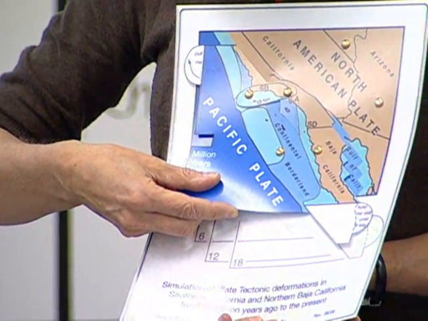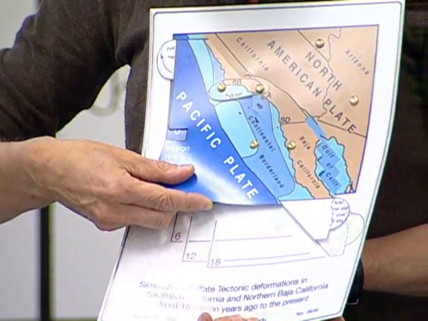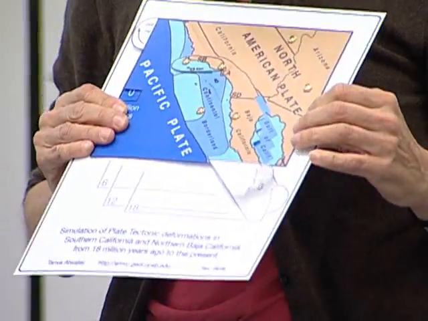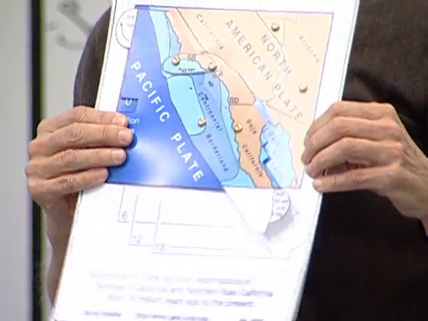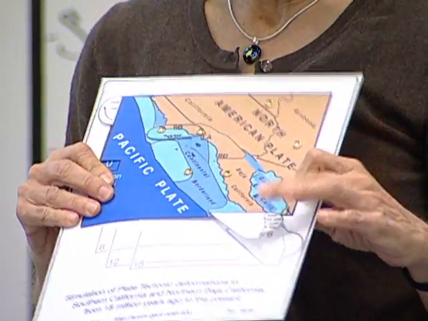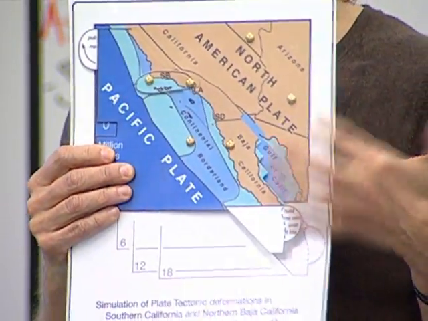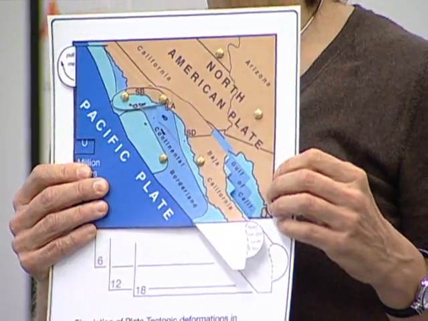And Santa Barbara and Los Angeles are moving north because they're attached to the Pacific Plate along with the Baja California Peninsula. And we have this new ocean basin that's opening now that's underwater in the Gulf of California.